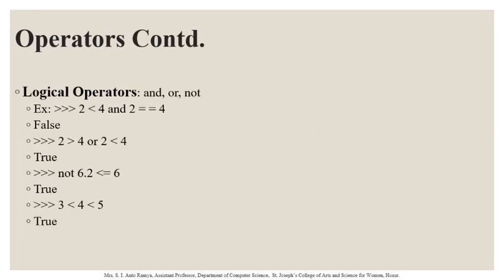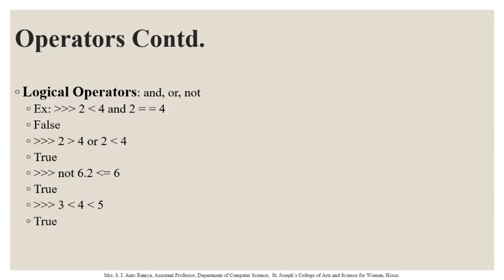The next operators we are seeing here are logical operators: and, or, not. And means all the conditions given in between must be true. Or, if any one condition is true, it is going to return true. Not is just the opposite. If you enter the value true, it will give false. If you enter the value false, it will give true.